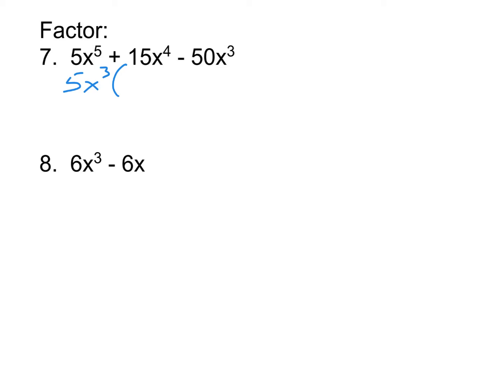So for the first one, 5 divided by 5 is just 1, and then x to the 5th divided by x cubed is x squared. Plus, then 15x to the 4th divided by 5x cubed. I do the 15 divided by 5, which is 3, and x to the 4th divided by x cubed is x, because 4 minus 3 is 1, x to the 1 is just x. Then minus 50 divided by 5 is 10, and then x cubed divided by x cubed is 1, so that goes away.